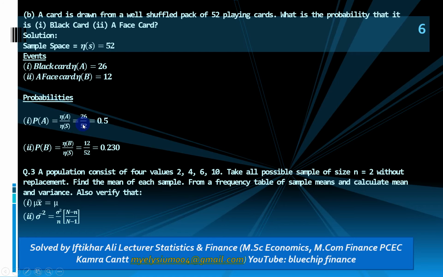Probability calculation is very simple, event divided by sample space, so probability of A is 0.5, probability of B is 0.230.